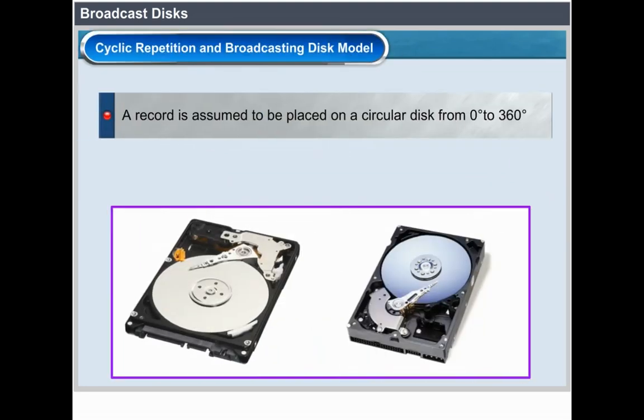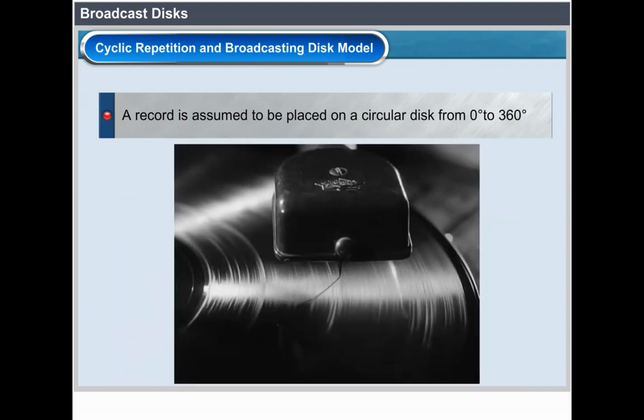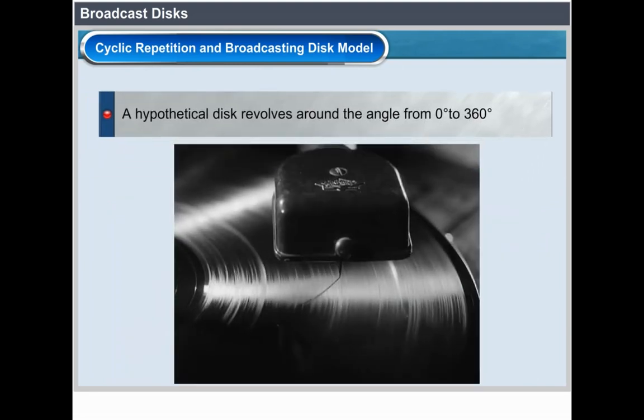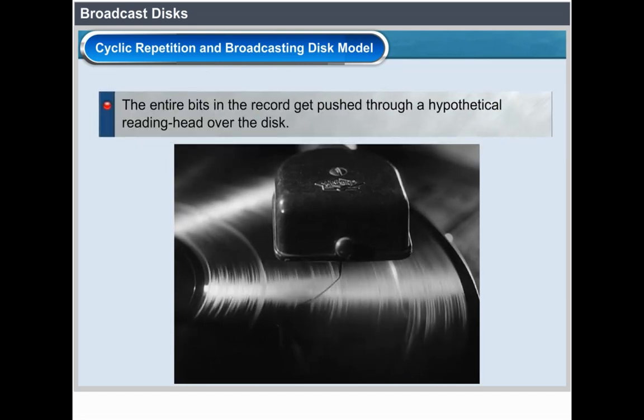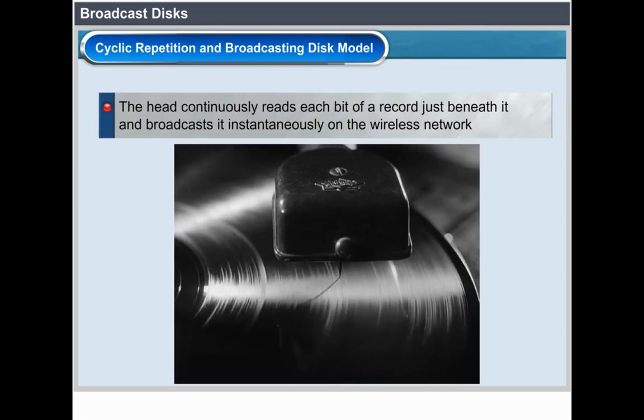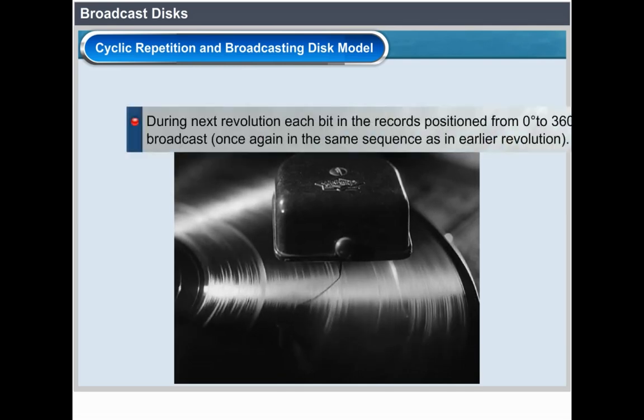A record is assumed to be placed on a circular disk from 0 degree to 360 degree. A hypothetical disk revolves and the angle changes from 0 degree to 360 degree. The entire bits in the record get pushed through a hypothetical reading head over the disk. The head continuously reads each bit of a record just beneath it and broadcasts it instantaneously on the wireless network.